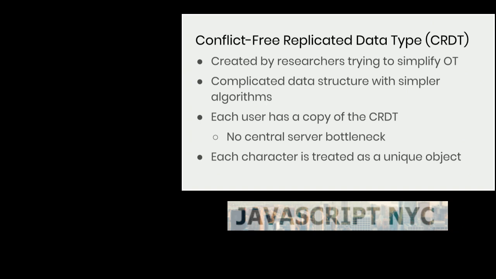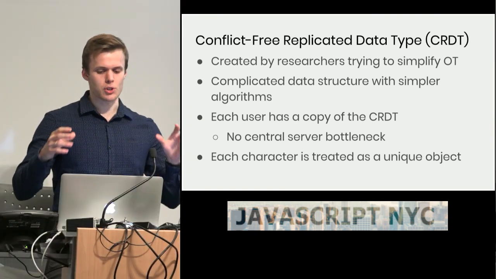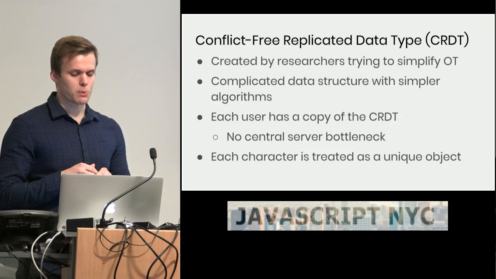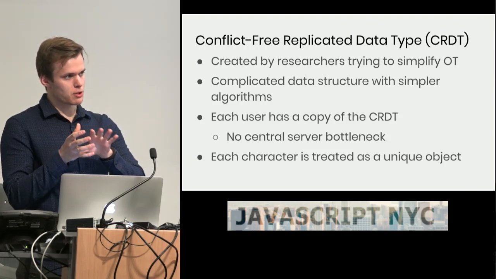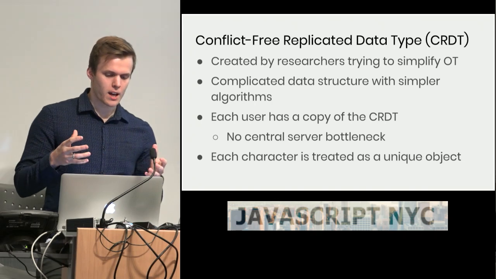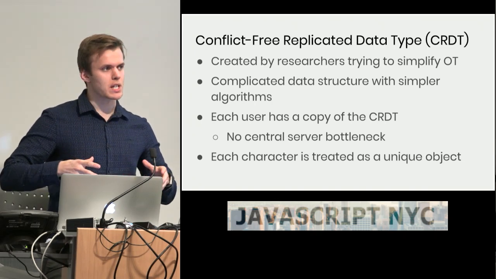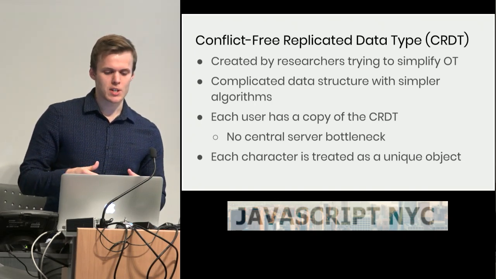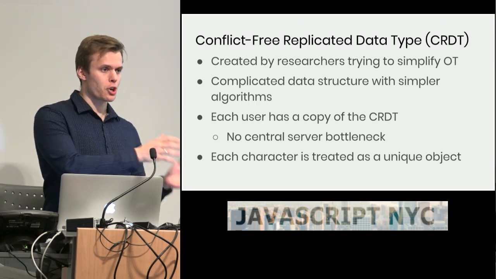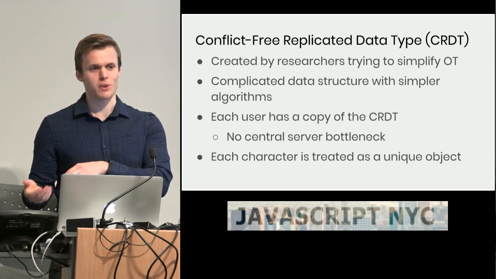Another nice thing about CRDTs is that it's a distributed data structure. Each user has their own copy of the CRDT on their machine, and that means we don't have to have that central server bottleneck like we do in OT. The way that CRDTs guarantee commutativity and idempotency is by treating each character like a unique object, by actually turning each character into a unique object.